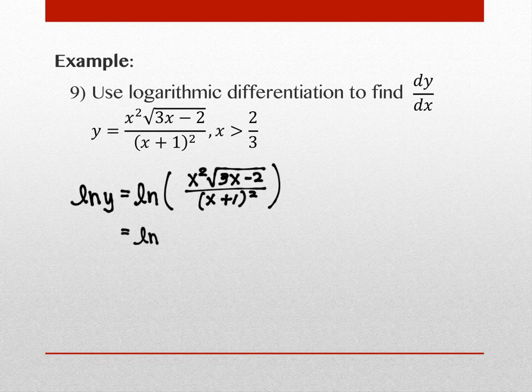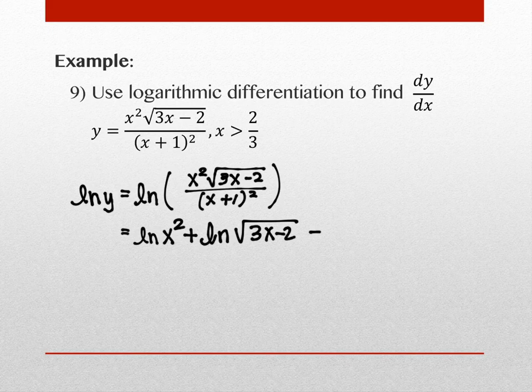So I'm going to have the natural log of x squared plus the natural log of the square root of 3x minus 2 and minus the natural log of x plus 1 squared. Is that good for everybody? We talked about those properties last time. Each one of these has a power. This is x squared. The one in the middle has a 1/2 power because of the square root. The one at the end has a power of 2 as well.